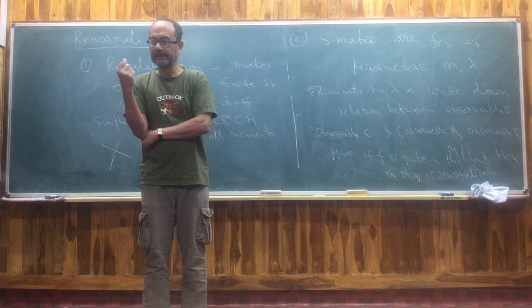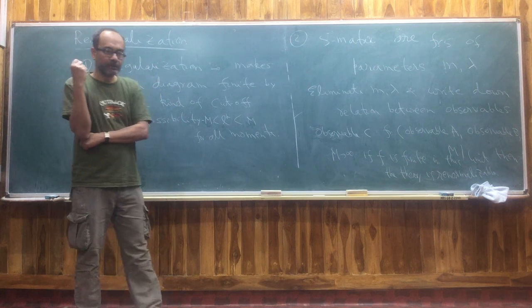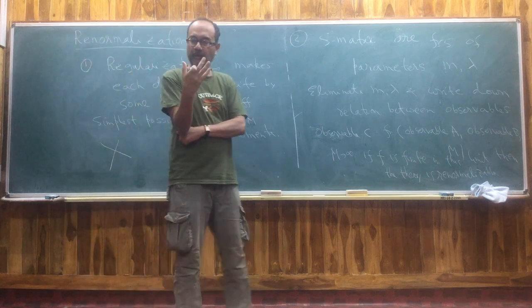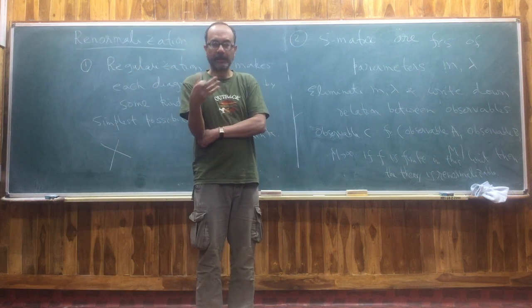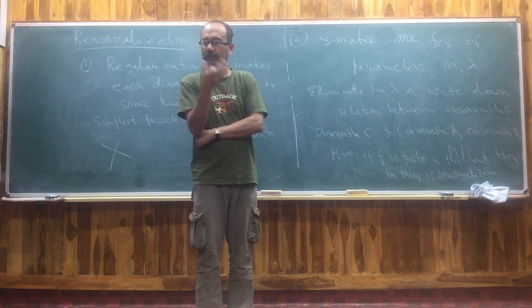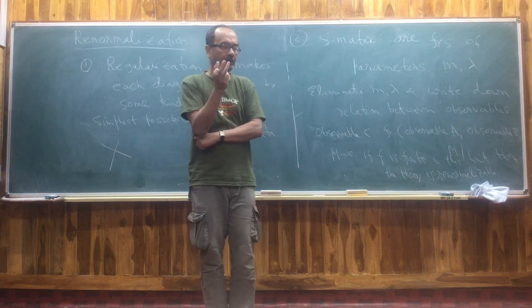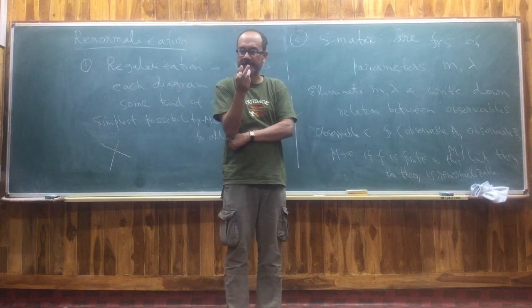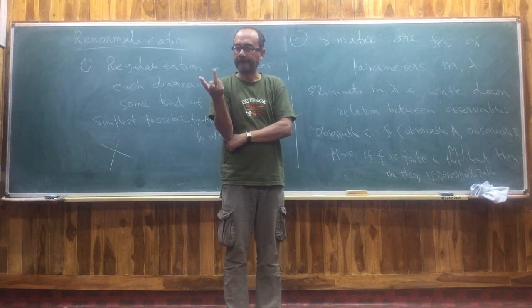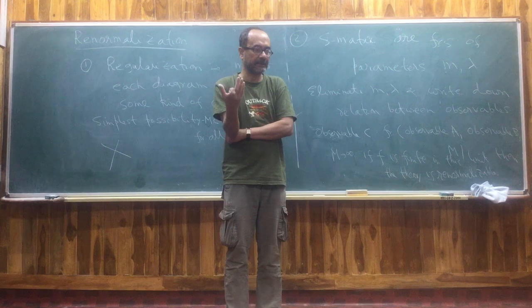This has to be done order by order. Yes. So this has to be done order by order in perturbation theory, right? You go up to a given order in perturbation theory, and then you carry out this procedure. So when you say that we invert the relationship between small m and small lambda, which are the parameters, and the observables a and b, you do this inversion in a perturbative expansion. Yes.